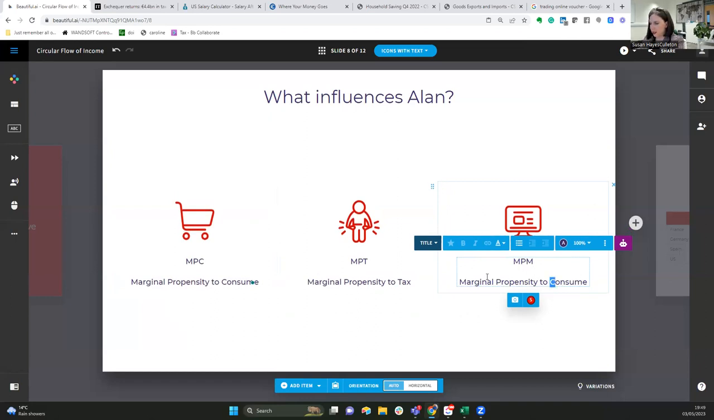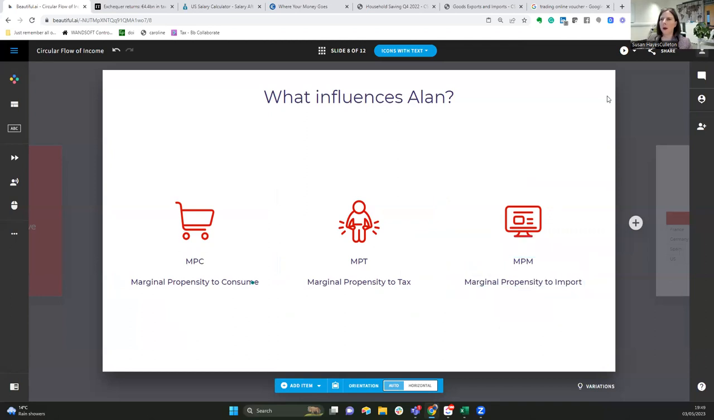Let it not be said that I had the incorrect data in here. Import. All right. There we go.